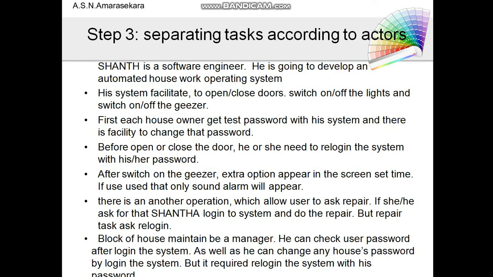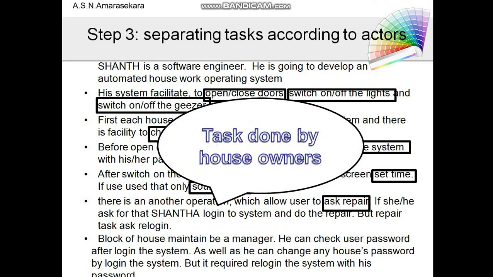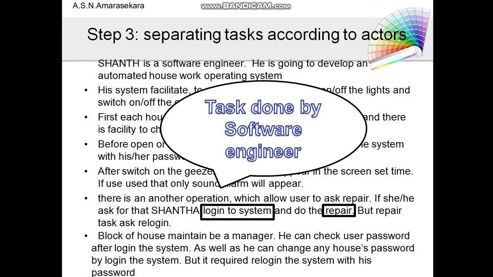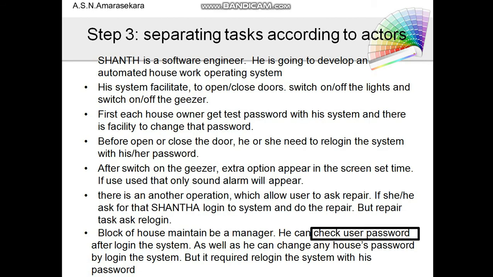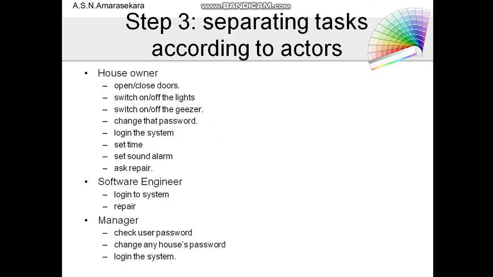Step 3. Under this step, I am going to separate services according to their actor. Open, close door, switch on off the lights, switch on off the greaser, change the password, relogging the system to open and close the door, set time and sound alarm for the greaser, and request repair are done by the house owner. The software engineer can log into the system as well as repair the system. The manager can log on to the system as well as check others' passwords and change the password. The next slide summarizes that finding.